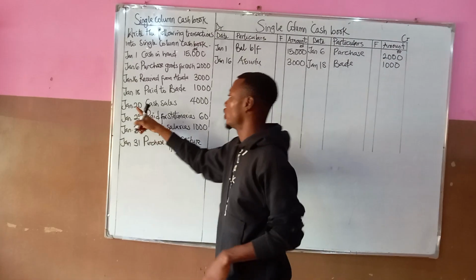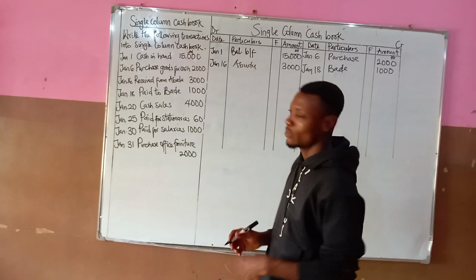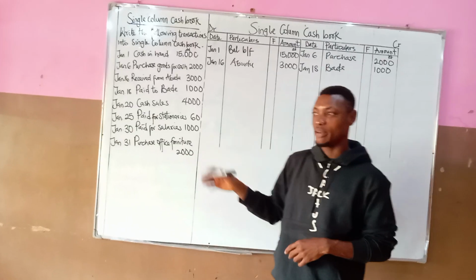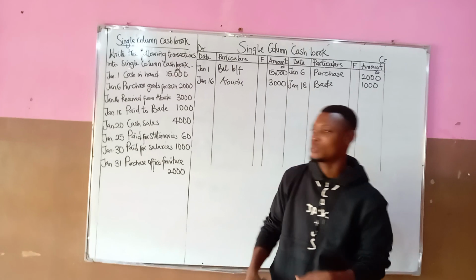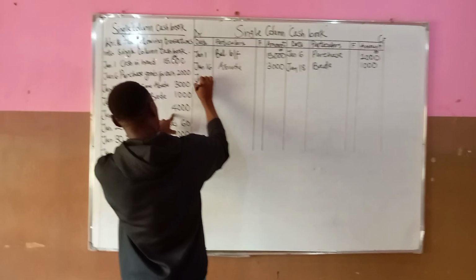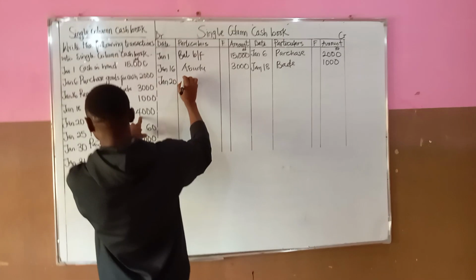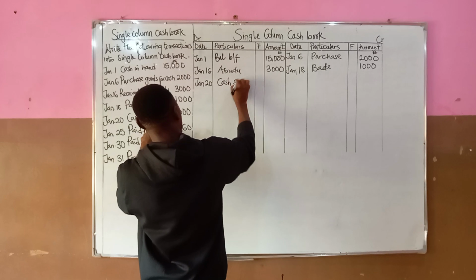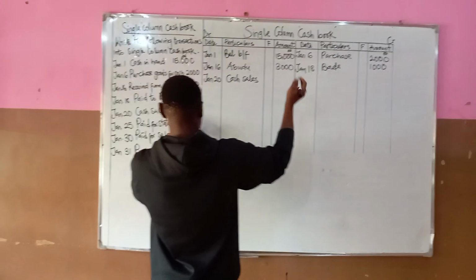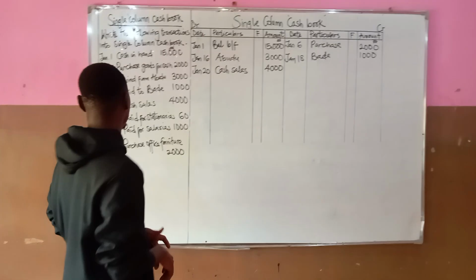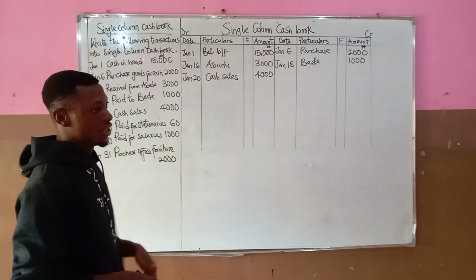We have January 20, cash sales. Where would that go to? Definitely it's going to go to our debit side, because once a sale is made, profit has been accounted for. So it is an income. So I have January 20, cash sales, or I can just put sales. This is 4,000. Now, January 25, paid for stationeries.